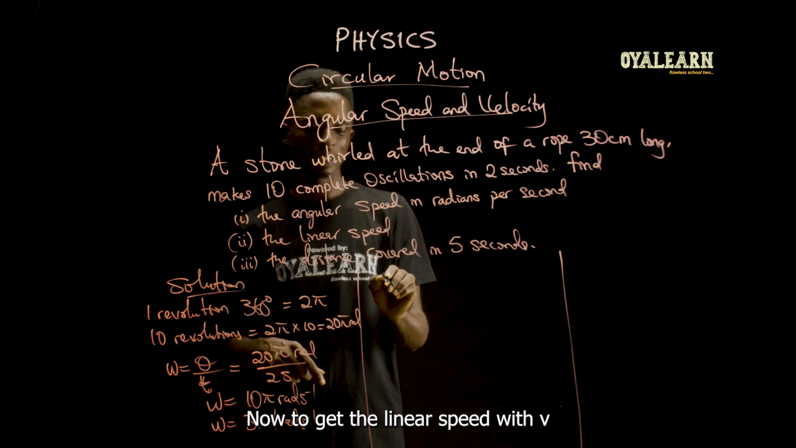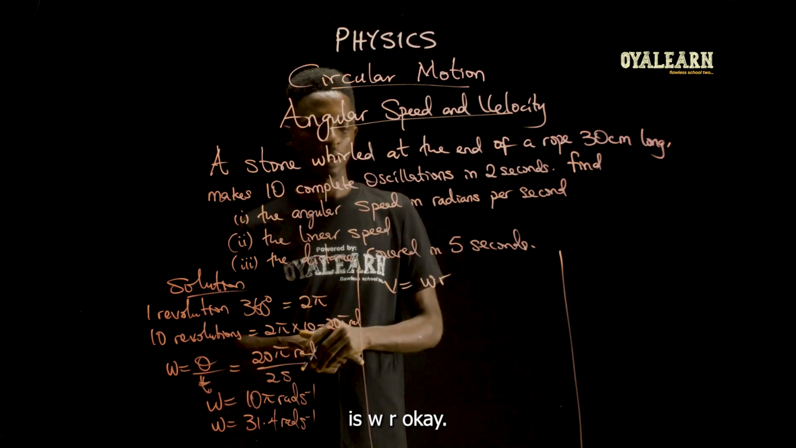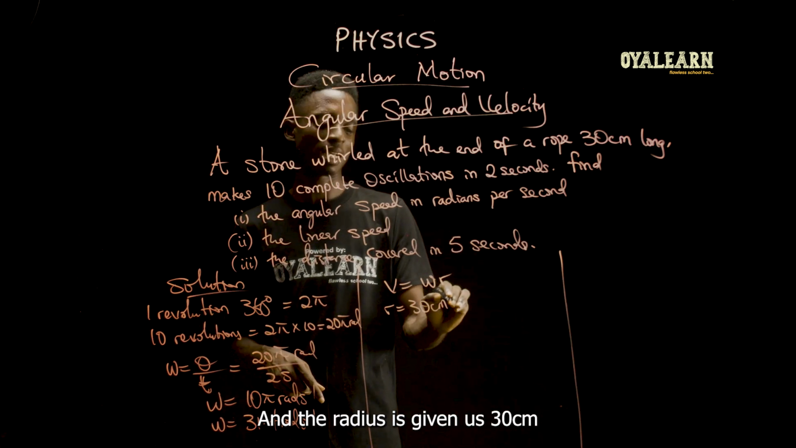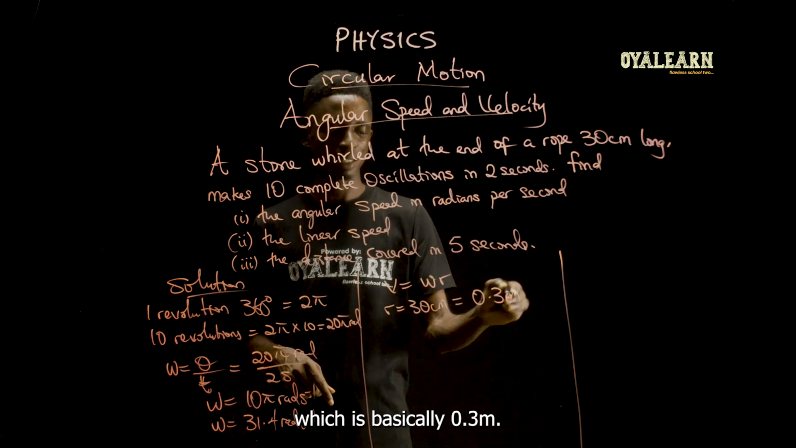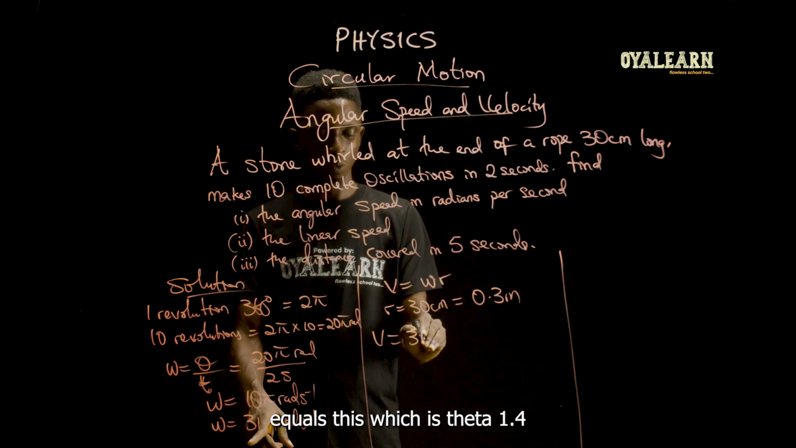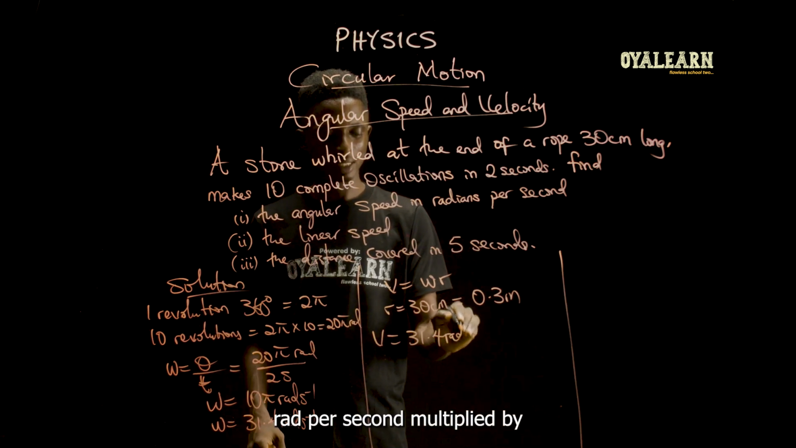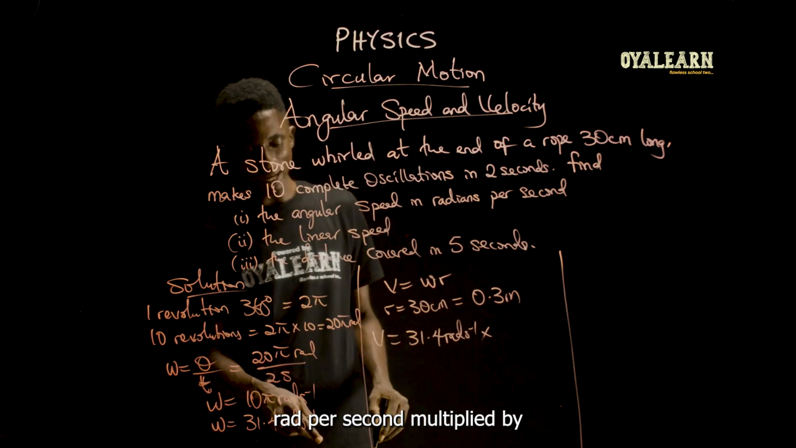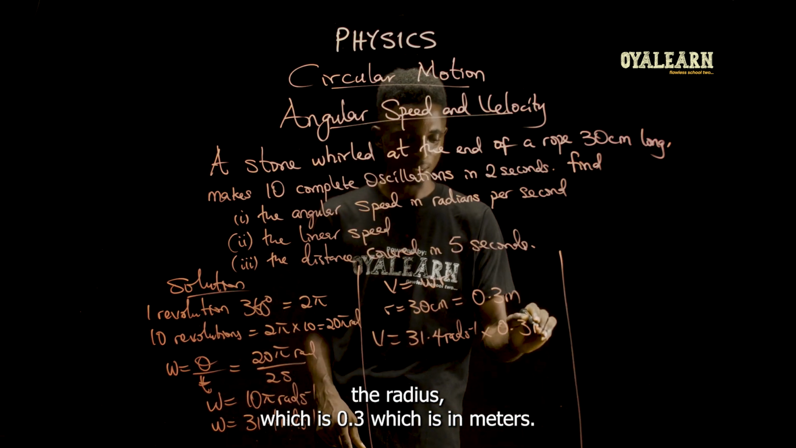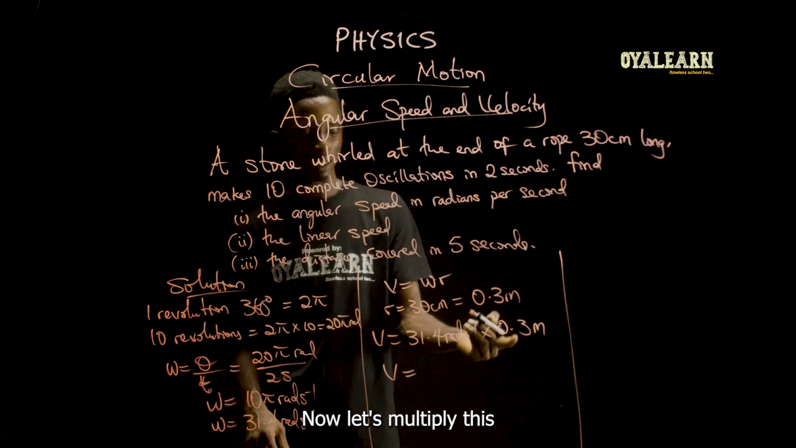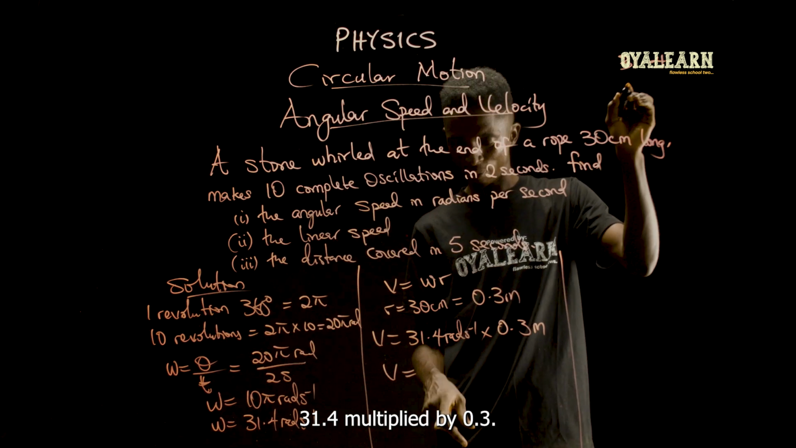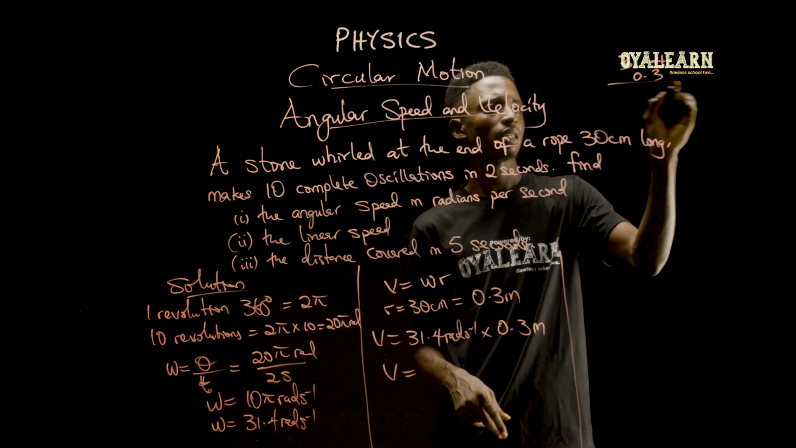Now to get the linear speed, v is wr, okay, and the radius is given as 30 centimeters, which is basically 0.3 meters. So all we have to do here is say v equals 31.4 rad per second, multiplied by the radius, which is 0.3, which is in meters, right? So v here therefore becomes, now let's multiply 31.4 multiplied by 0.3. So what do we have here?